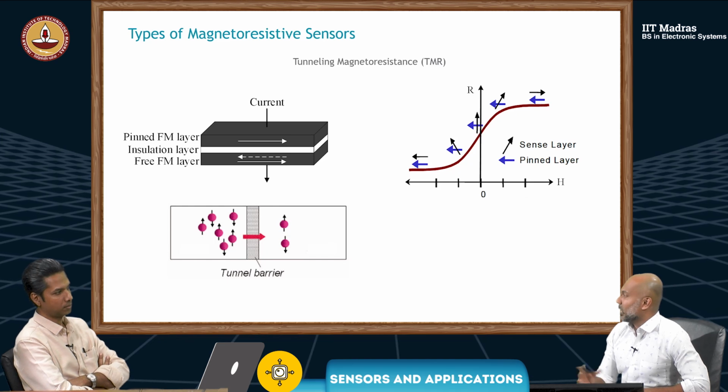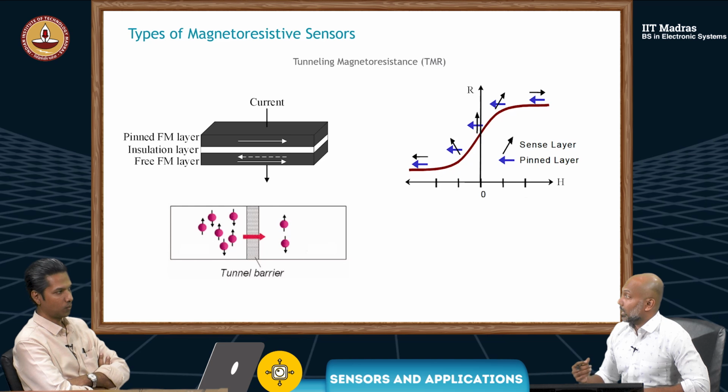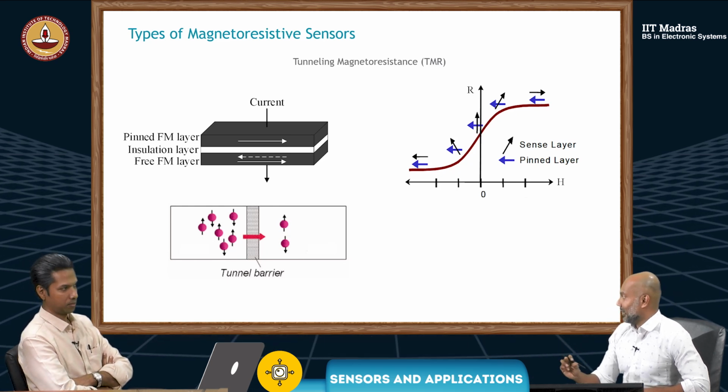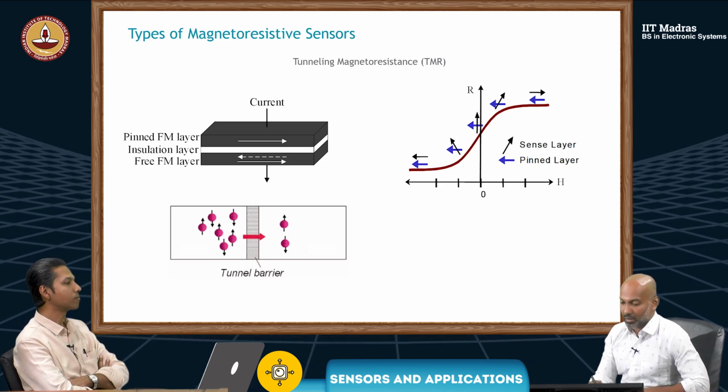And then you don't need huge magnetic fields. Especially if you're talking about small devices, it's hard to get strong magnetic fields to change the direction of the magnetizations, right? So it's more practical to use that spin valve type GMR sensor.